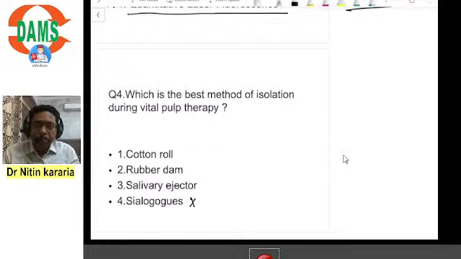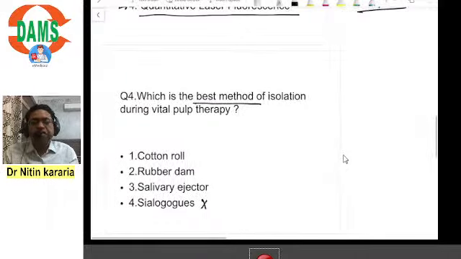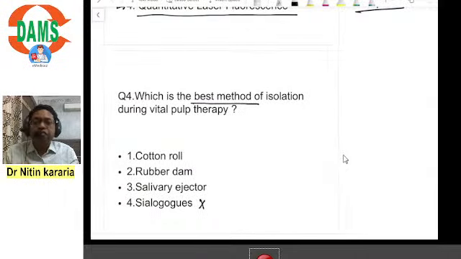Sialagogues are the drugs which increase the lubrication in the mouth. They increase the production of saliva. So this definitely is not the answer. We are left with options 1, 2 and 3. It is asking for the best method of isolation. Best method means almost complete isolation should be there of the tooth being treated.